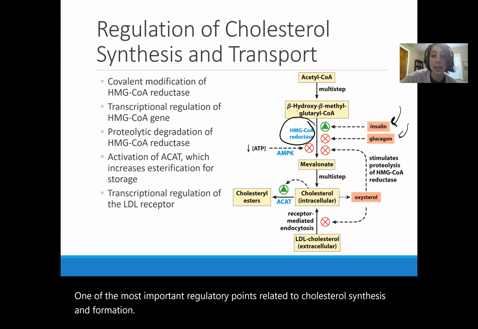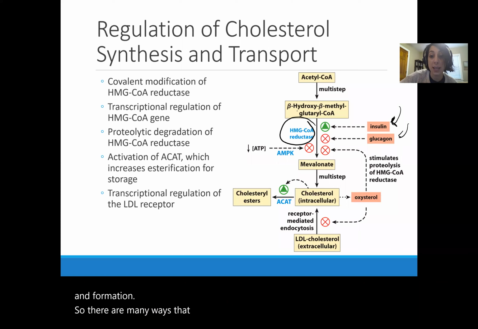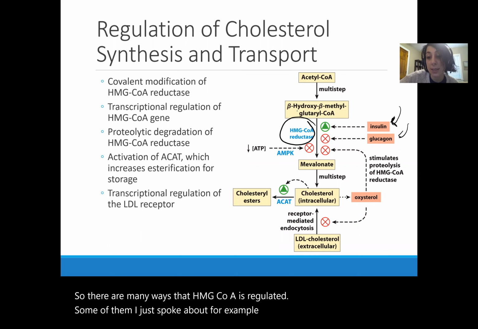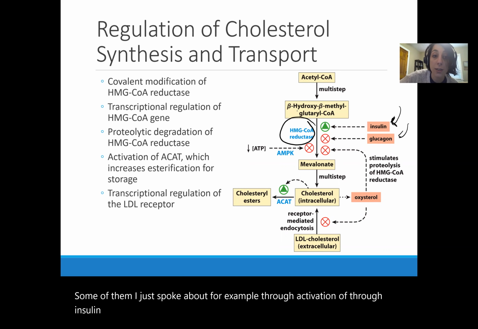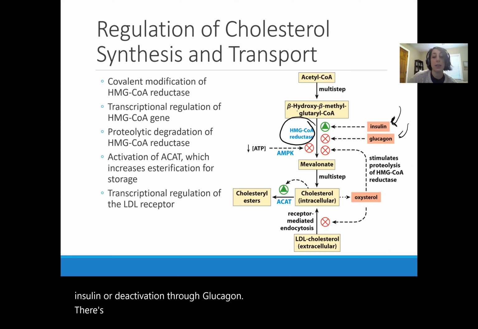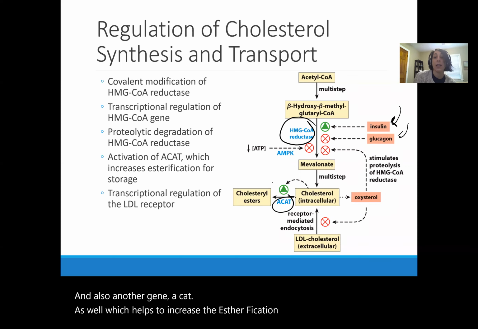So there are many ways that HMG-CoA reductase is regulated. Some of them I just spoke about, for example, through activation through insulin or deactivation through glucagon. There's also transcriptional regulation of HMG-CoA reductase, and also another gene, ACAT, which helps to increase the esterification and storage of cholesterol, is another area that is regulated.